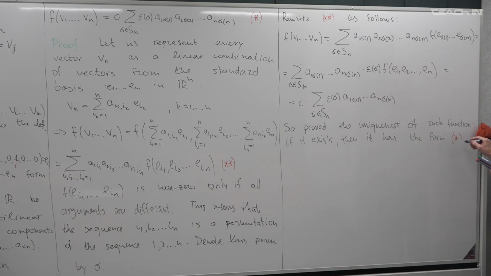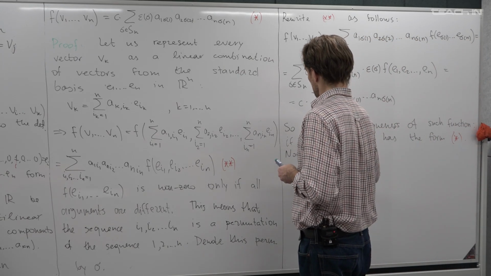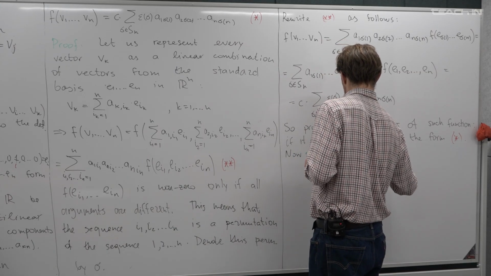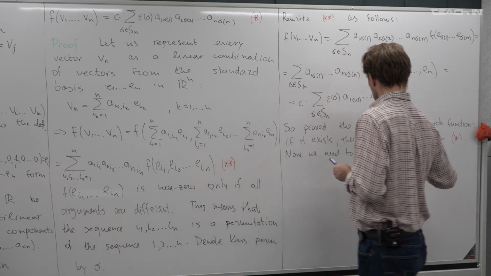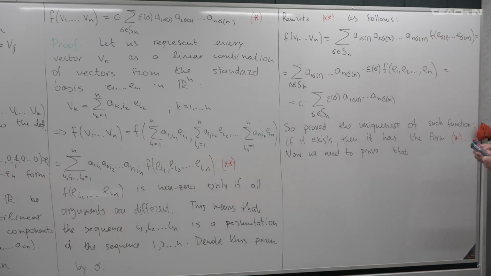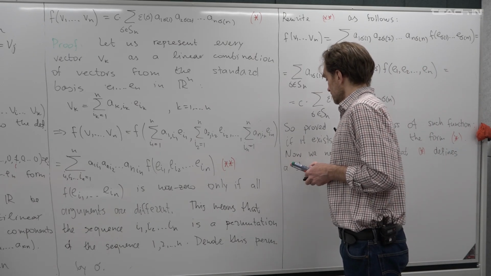So now we need to prove the existence. Now we need to prove that the formula that we use really defines a multilinear, skew-symmetric multilinear function.